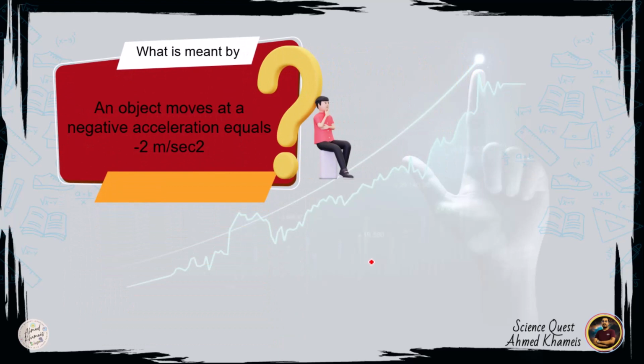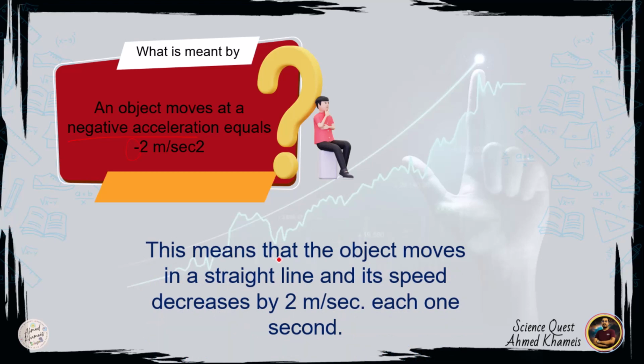What is meant by an object that moves at a negative acceleration equal to negative 2 meters per second squared? Negative here tells us that this object is decelerating, or moving with a negative acceleration. Negative acceleration means that the car or the object's speed is decreasing. So that means the object goes in a straight line in which its speed decreases by an equal amount, which is 2 meters per second each 1 second. So this means that the object moves in a straight line and its speed decreases by 2 meters per second each 1 second.